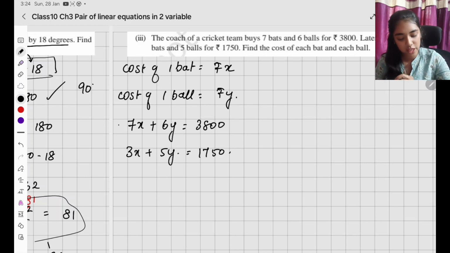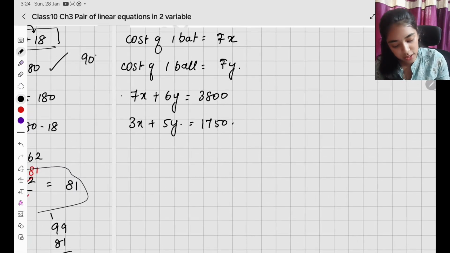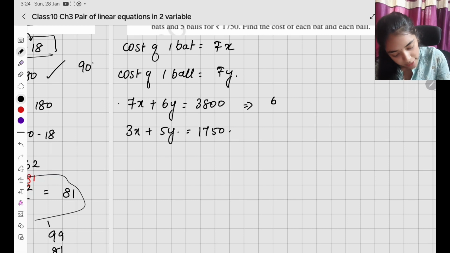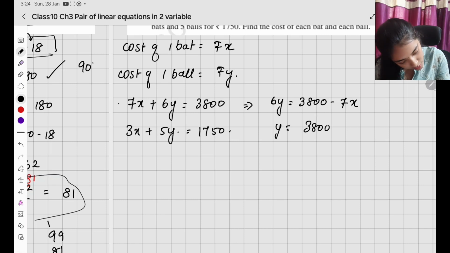Find the cost of each ball. Okay. So writing one equation in terms of the other. So in the equation, 6y equals 3,800 minus 7x. y equals (3,800 minus 7x) divided by 6.